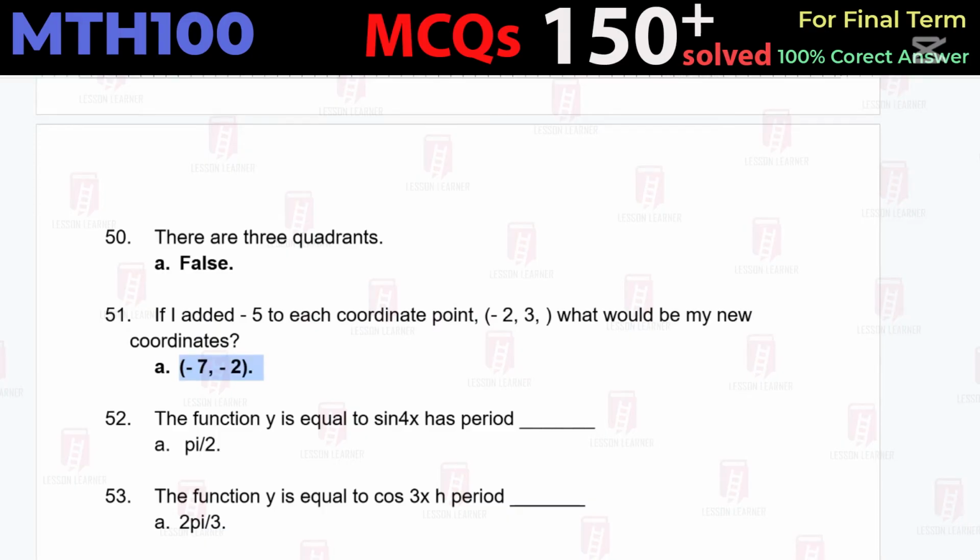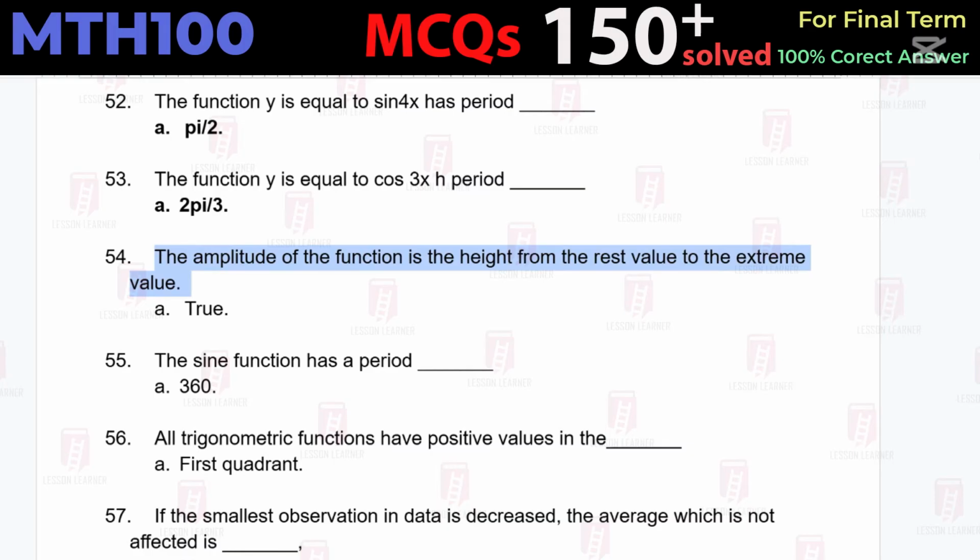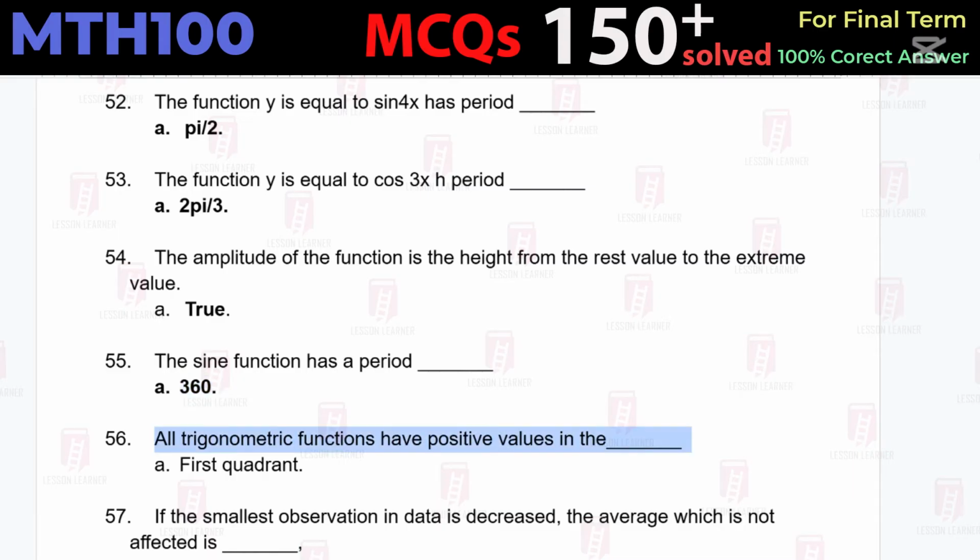The function y = sin 4x has a period π/2. The function y = cos 3x has period 2π/3. The amplitude of the function is the height from the rest value to the extreme value. True. The sine function has period 360. All trigonometric functions have positive values in the first quadrant.